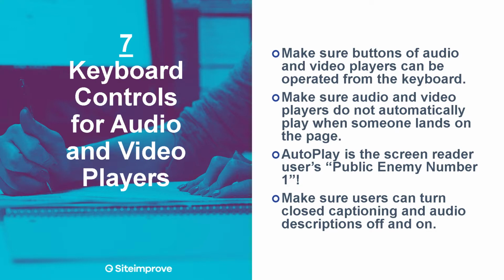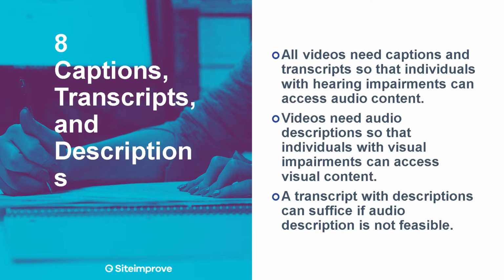What if you're listening to a screen reader and all of a sudden, in comes yesterday's sports activities, yesterday's baseball score, and it just totally drowns out the screen reader. That's why I make a little statement that autoplay is the screen reader user's public enemy number 1. Just make sure there's a play button, and also you want to make sure that closed captions and audio descriptions can be turned on and off in videos too. Which leads us to number 8, captions, transcripts, and descriptions.